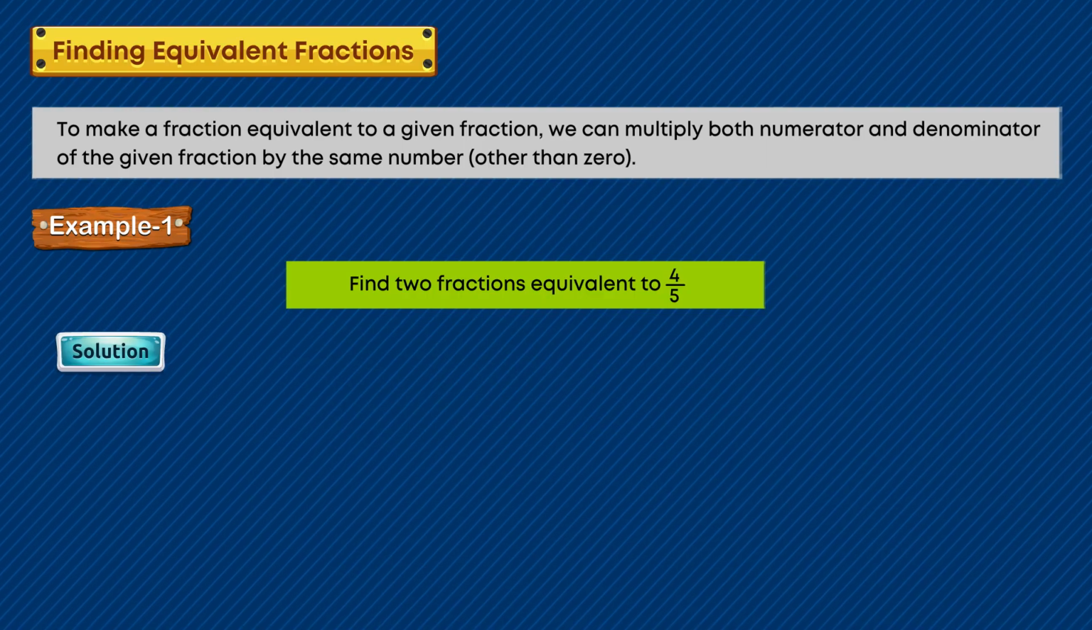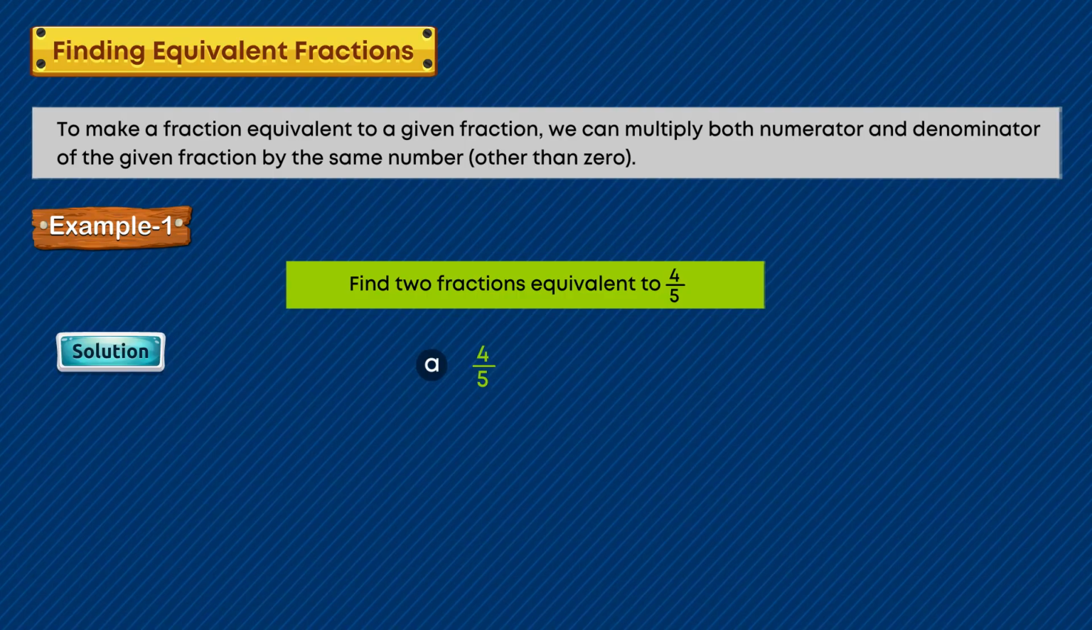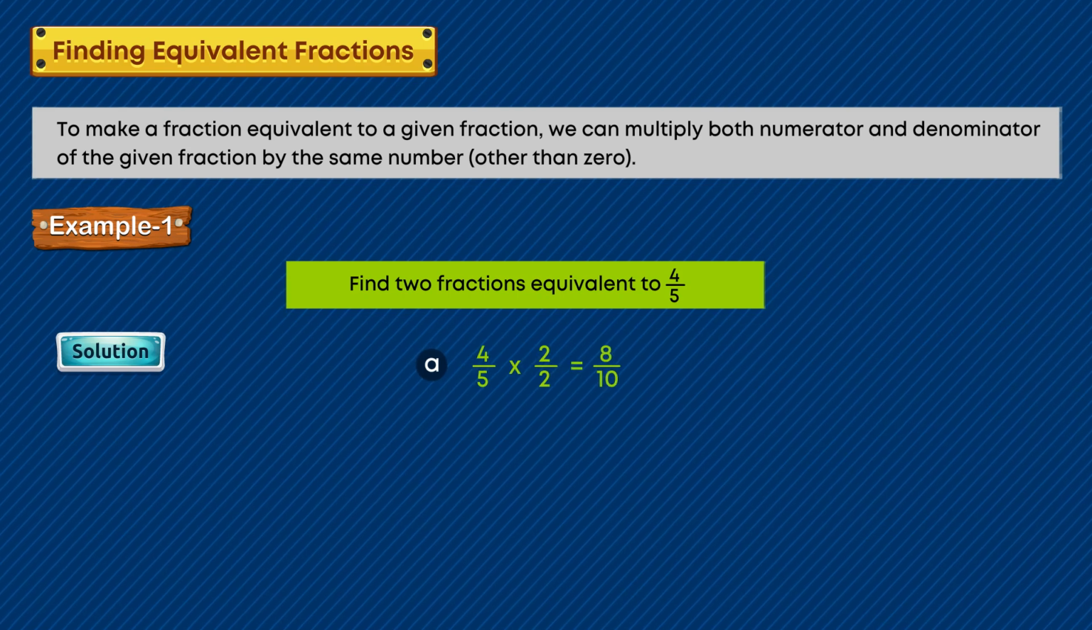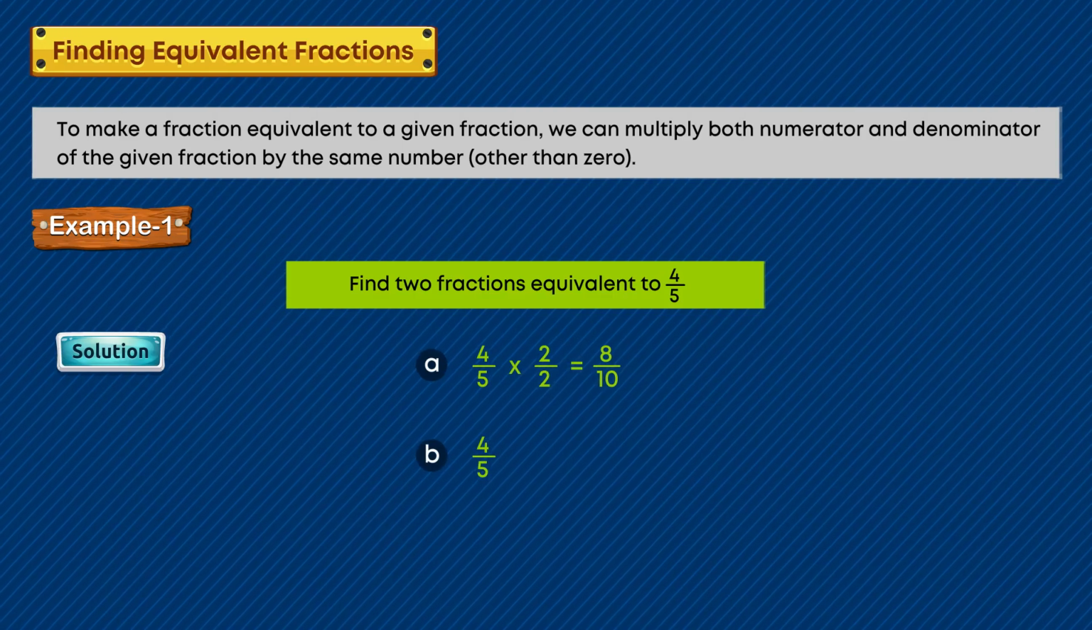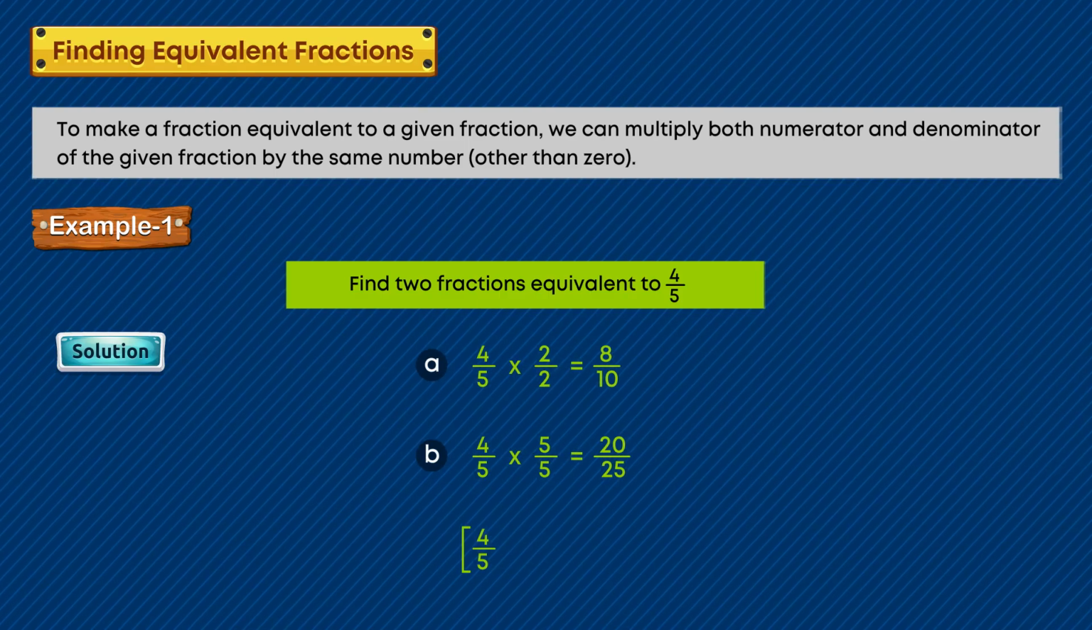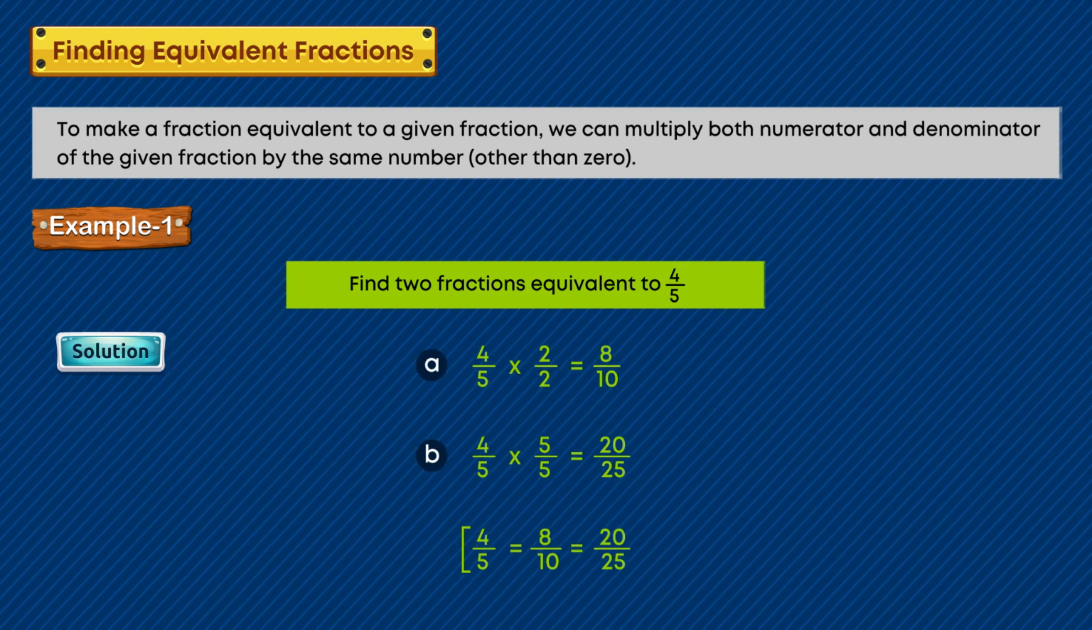Solution. A. 4 by 5 into 2 by 2 is equal to 8 by 10. B. 4 by 5 into 5 by 5 is equal to 20 by 25. 4 by 5 is equal to 8 by 10 is equal to 20 by 25.